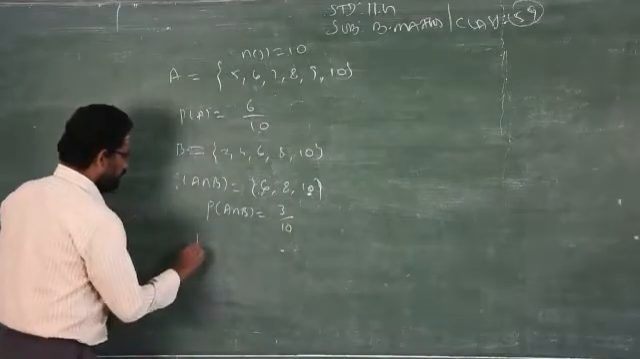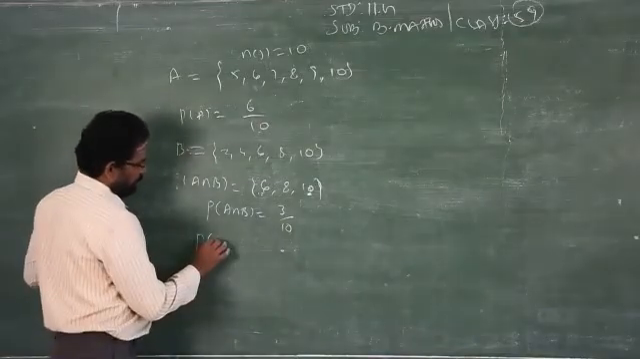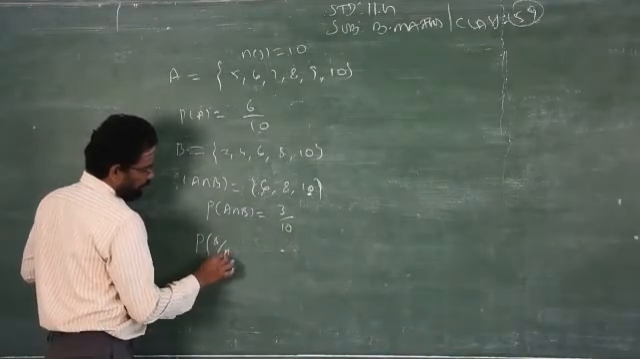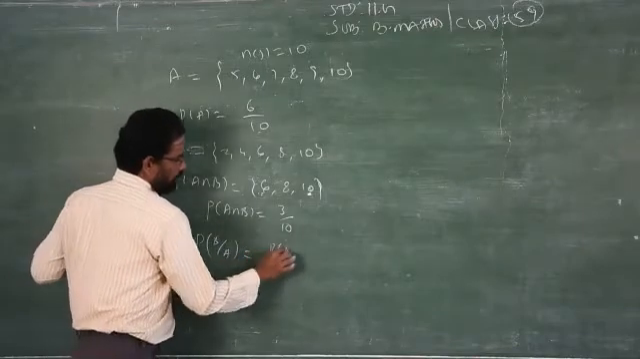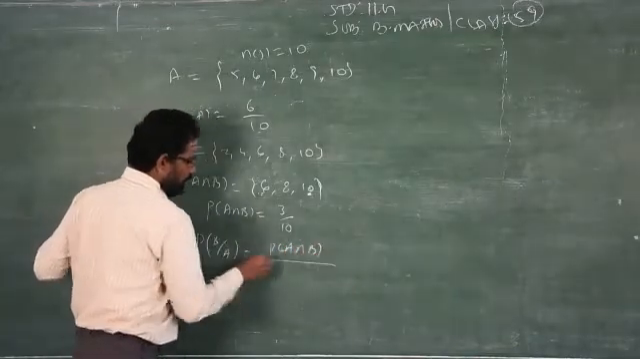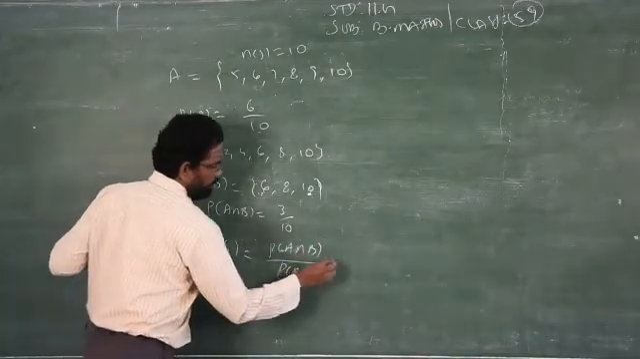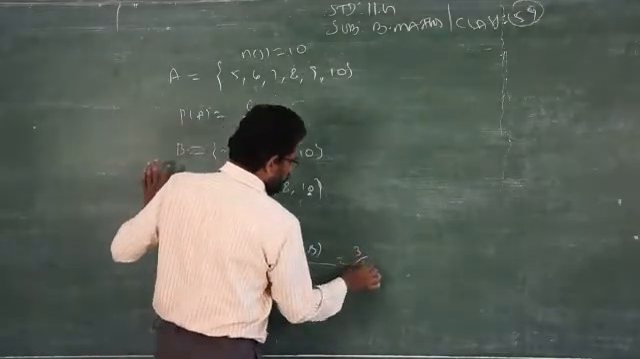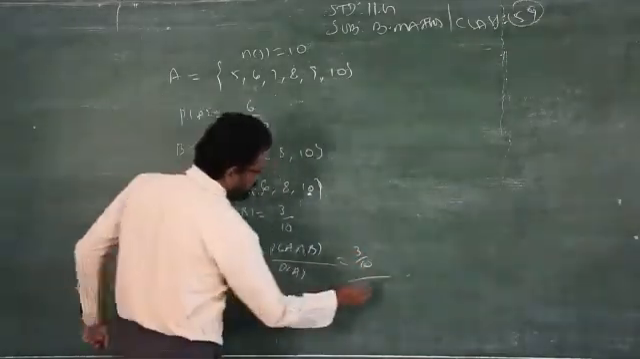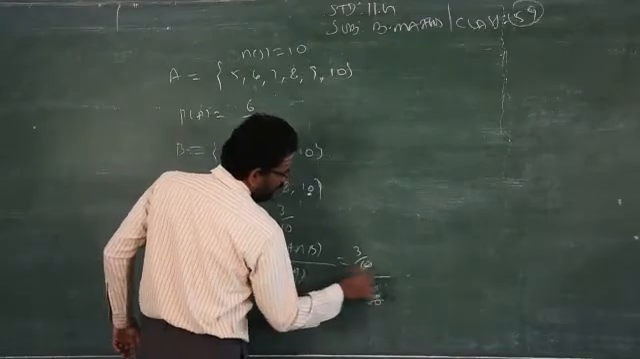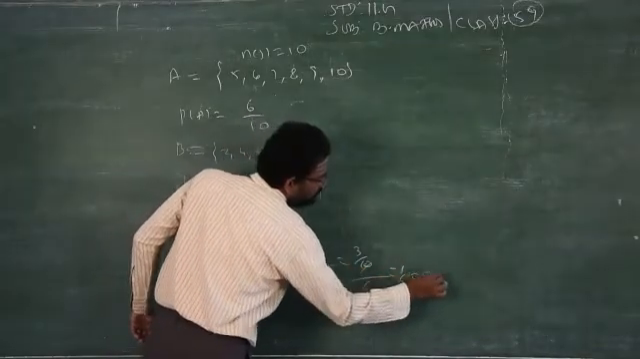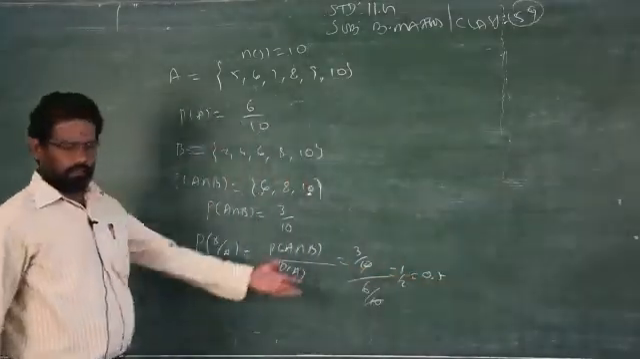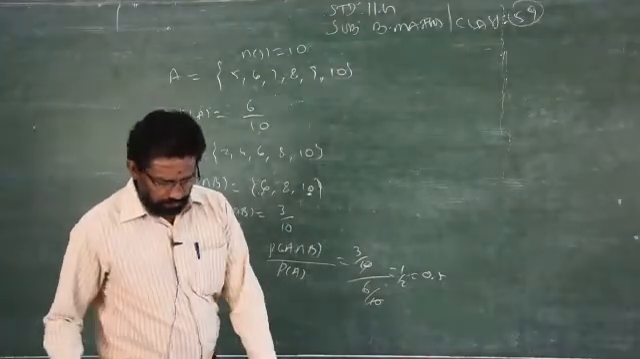So now you have to apply the conditional probability. That is P of B given A, equals P of A intersection B by P of A. This is the formula that you know already. So write 3 by 10. What is our P of A? 6 by 10. The 10s cancel, you will get 1 by 2, which is 0.5, or you can write 1 by 2 as it is. Clear?